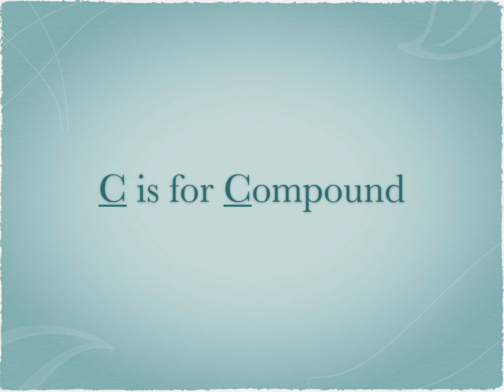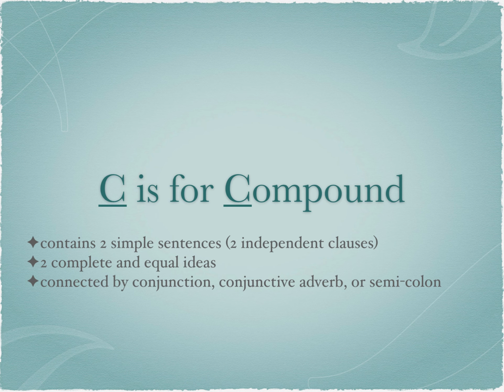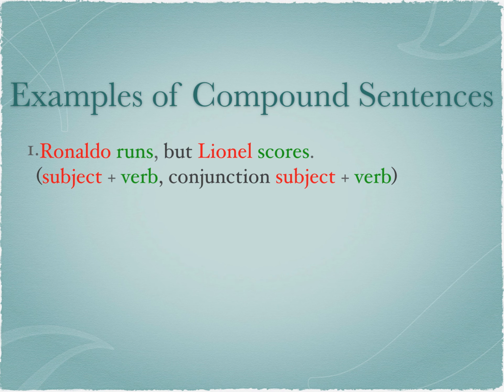Next, C is for compound, a compound sentence. What is a compound sentence? A compound sentence is a sentence that has 2 simple sentences together, or 2 independent clauses. They are equal ideas, they are 2 complete ideas, but they are connected by a conjunction, conjunctive adverb, or perhaps a semicolon. Let's look at some examples. First of all, Ronaldo runs, but Lionel scores. You notice that we have a subject and a verb, a comma, then a subject and a verb, and it's connected with the conjunction but.